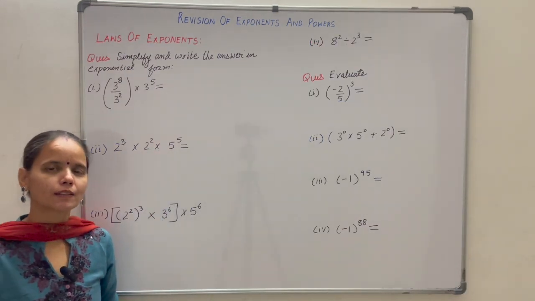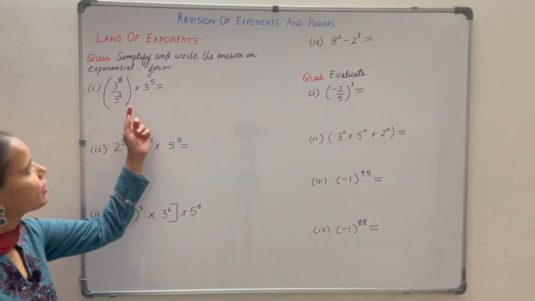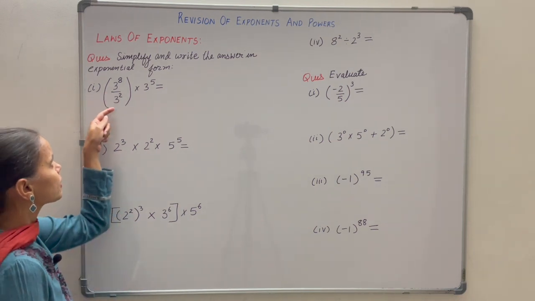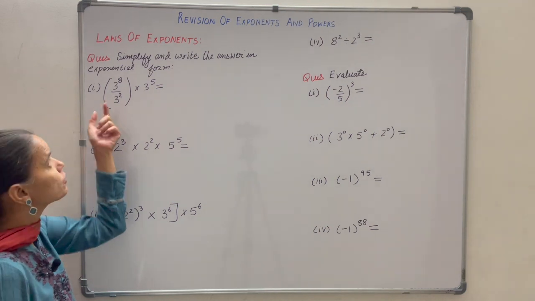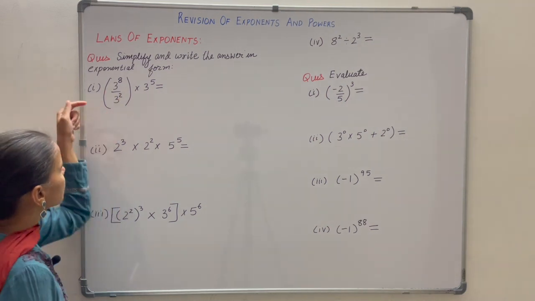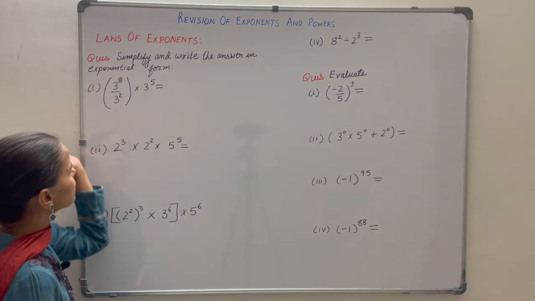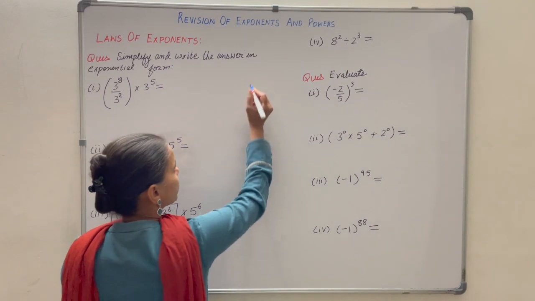To understand all the laws, let us take these questions one by one. Simplify and write the answer in exponential form. Here you can see the brackets are there. So first, as per the BODMAS rule, you have to solve the bracket first. Inside the bracket you have 3 raised to power 8 and here it is 3 square. So the bases are same. So we are going to use this law here.